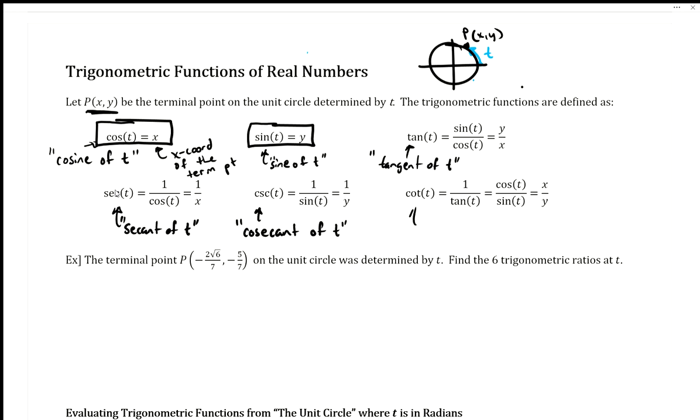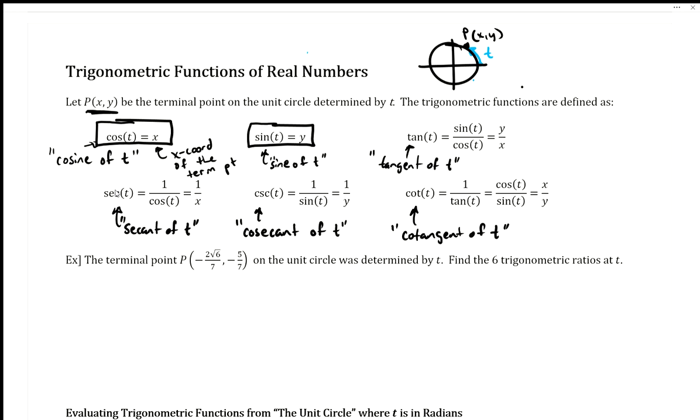And then our last one is cotangent. Cotangent of t is how we would say that. That's the reciprocal of tangent of t, so 1 over tangent of t, or cosine of t over sine of t, or x over y. So the main two again, cosine of t is the x coordinate, sine of t is the y coordinate, and then these others tag along. We just need to make sure we know how to make the ratios.